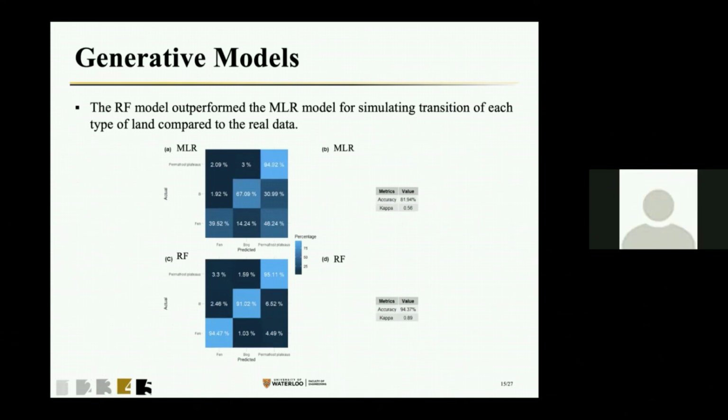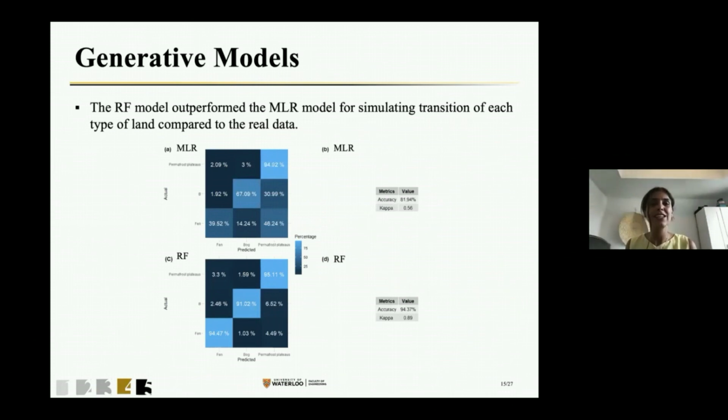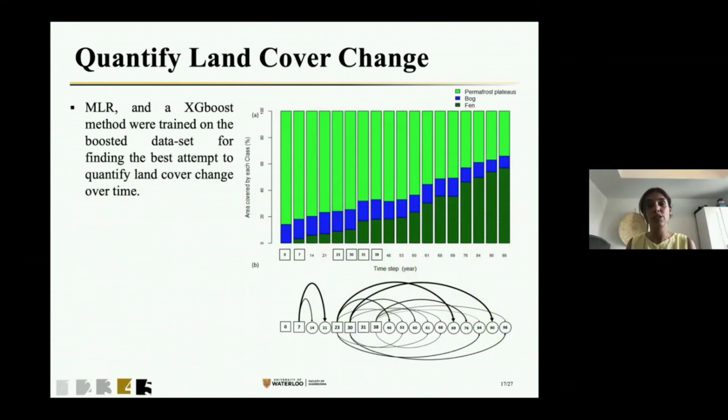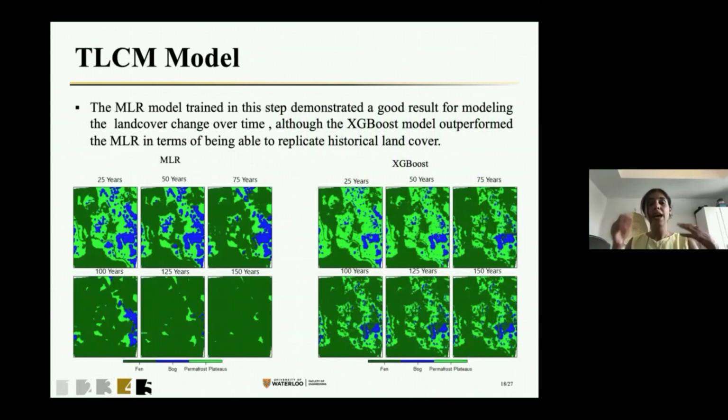Okay, sure. So this is the result of this study. The first step, we showed that the random forest model had a higher accuracy compared to MLR, and we use the random forest model to generate data. You can see this is a land cover generated by random forest, MLR, and this is the real data. You can see random forest is performing better than MLR, and we use random forest to generate more data sets and add them to the initial data, and then we trained an XGBoost and also an MLR model again on the boosted data set, which shows the land cover pattern change.